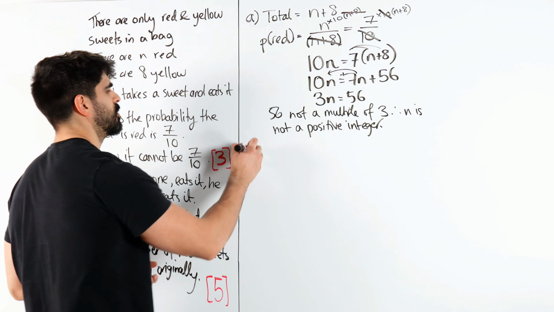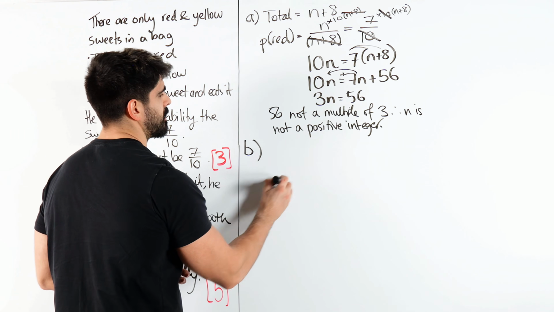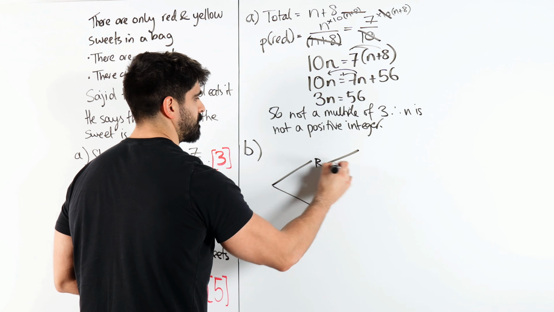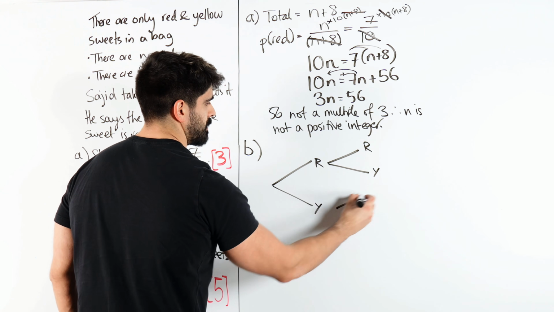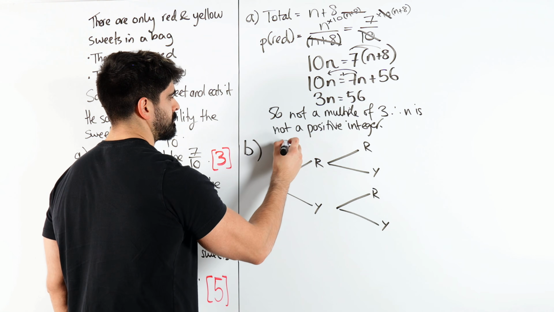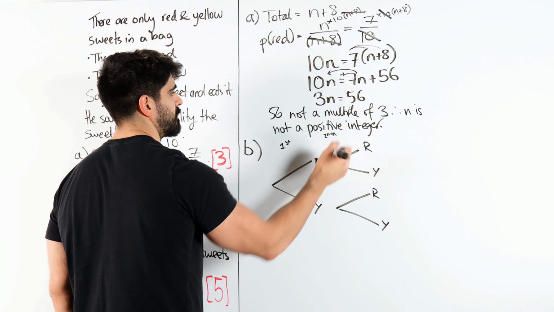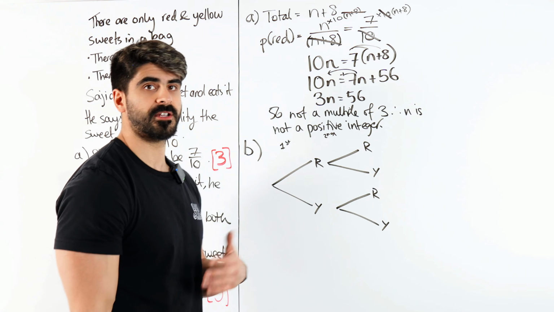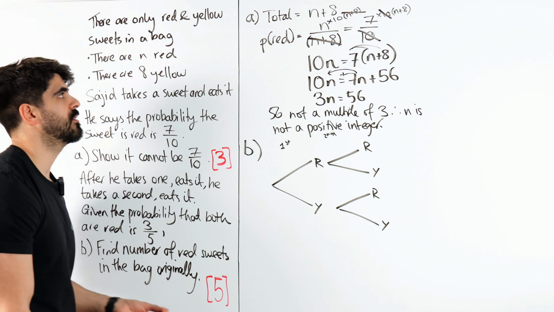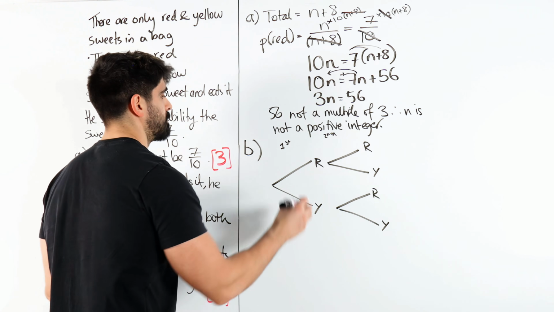So here, guys, if you want, you can do a tree diagram. Now, the thing about doing a tree diagram here is you do not need to complete the full tree diagram. So you have your first take and your second take. Now, you only need to do the probability of red because we're doing red, red. What's the probability of taking red? We just did that. It was N over N plus 8.